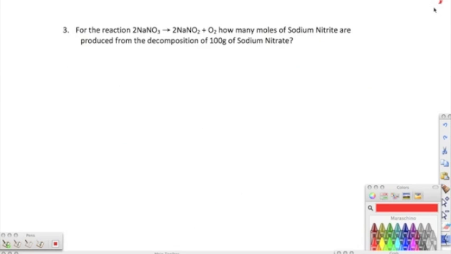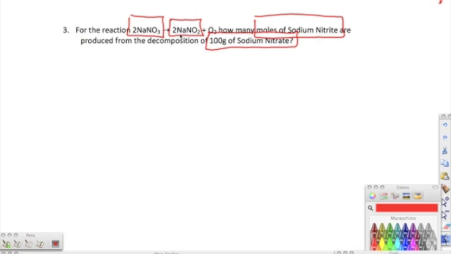Alright guys, moving on to number 3, and it says for the reaction where we have sodium nitrate, it decomposes into sodium nitrite and oxygen. It says how many moles of sodium nitrite are produced from the decomposition of 100 grams of sodium nitrate. Okay, so these are the 2 things we're dealing with. So anytime we're dealing with that, we always box what we're dealing with. Here is our nitrate, and then here is our nitrite. Okay, and we go ahead and write down the mole ratio form because we always use the mole ratio. So 2 moles of sodium nitrate equals 2 moles of sodium nitrite.